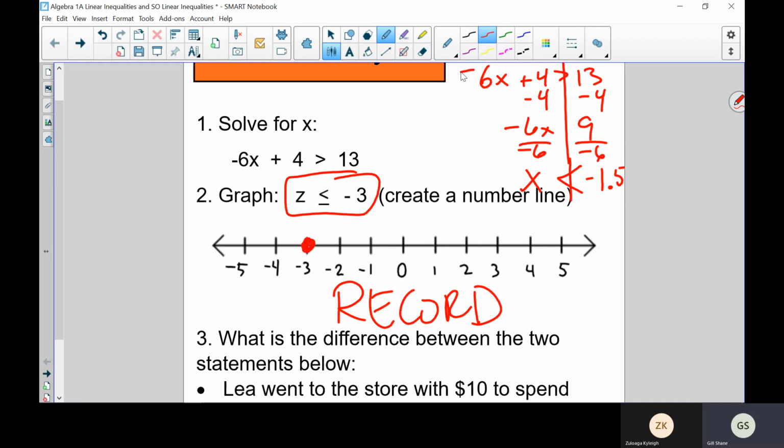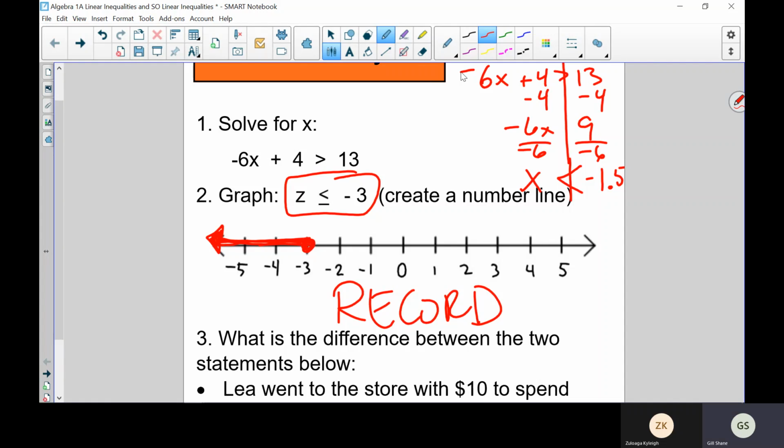Does negative 2 fit it? No. Negative 2 is not less than negative 3. Every number to the left fits. Any number in here fits too, like negative 3.1, negative 3.01. All of these numbers in here fit also. So we would have to shade in everything going that way. That's what the other shading was that we did when we graphed an inequality.